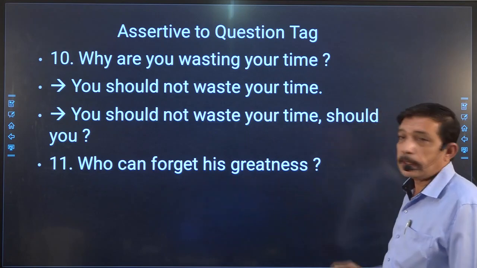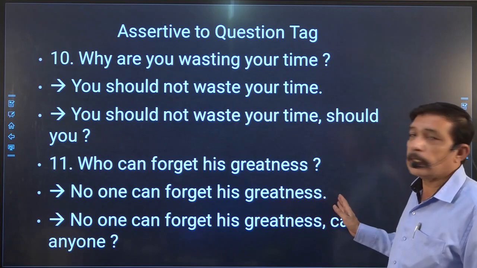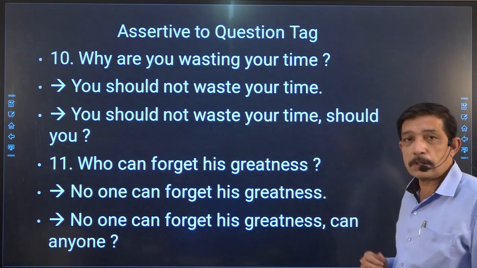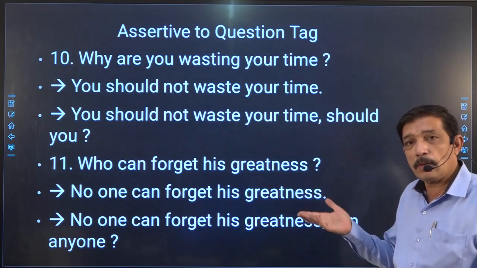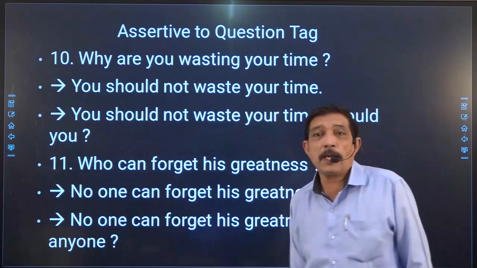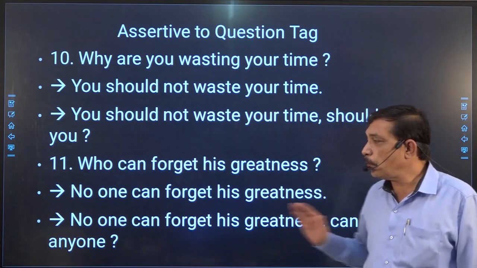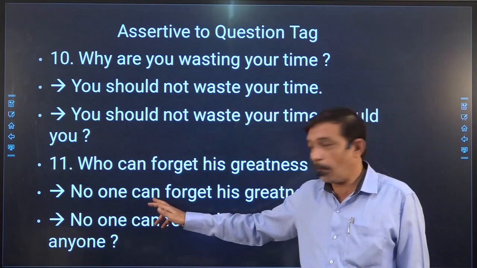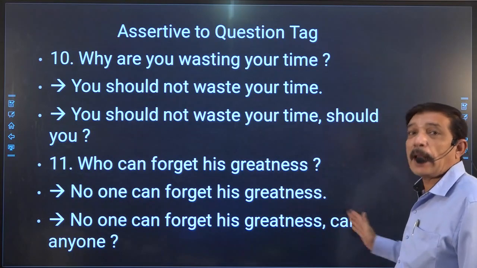Who can forget his greatness? No one can forget his greatness. That was the assertive that we got. If we take this as a question, then no one, we know the antonym will be anyone, plus when we make anyone, automatically we remove the negation. Can is working as the helping verb, though it's a modal, right? So we are going to use the same thing, that is can as helping verb, and the subject will be anyone. No one can forget his greatness. Can anyone, right?